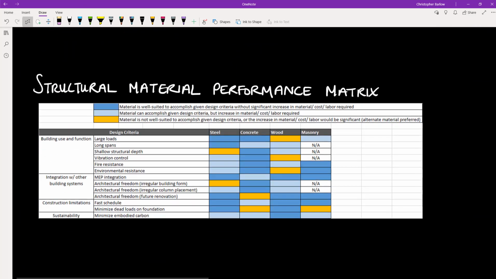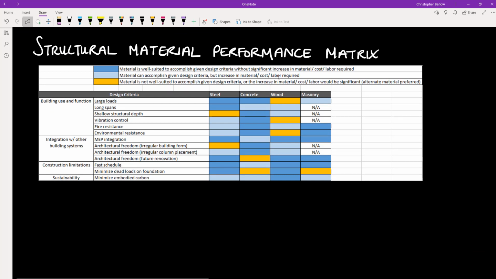So with that, I'm going to pull up our structural material performance matrix one last time, and note that since we are only talking about masonry walls here, there are a few categories that don't really apply for masonry. However, the important things to note here are that masonry performs very well for fire resistance, hence why we use them typically for fire-rated wall assemblies. Masonry also has very high environmental resistance, hence why we use brick veneer for exterior facades. Masonry walls can also accommodate openings, and so they are generally fairly good for MEP integration.